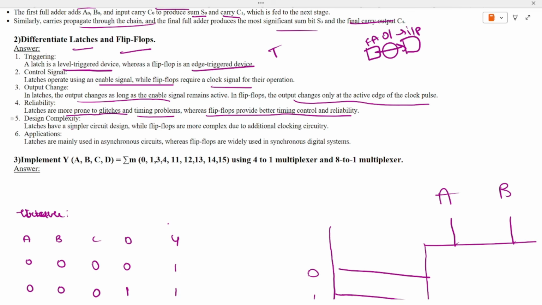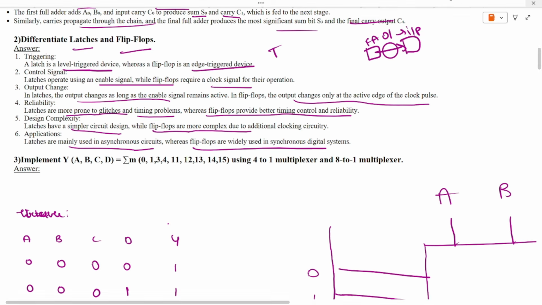If you take design complexity, a latch has a simple circuit design. Flip-flops are more complex due to additional circuitry. Latches are mainly used in asynchronous circuits, and flip-flops we use in synchronous digital circuits. Next, I hope you are clear with the difference.